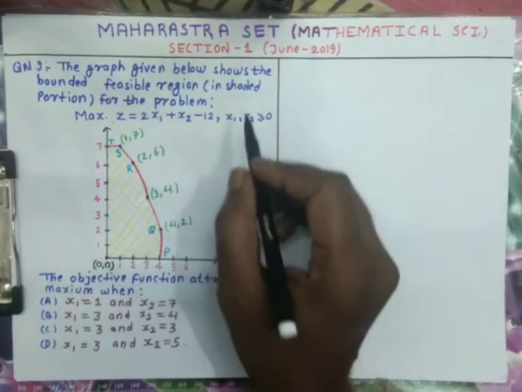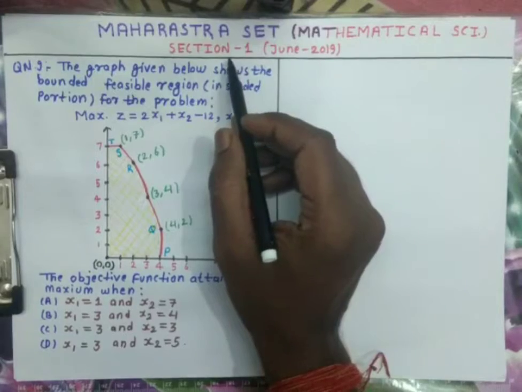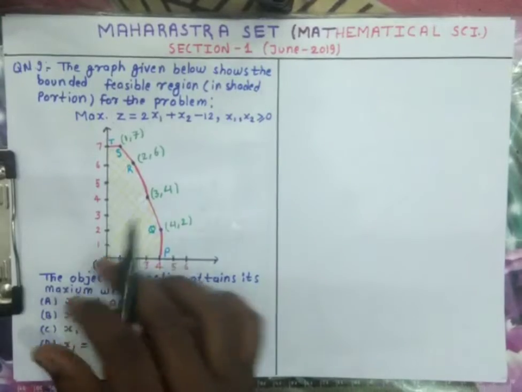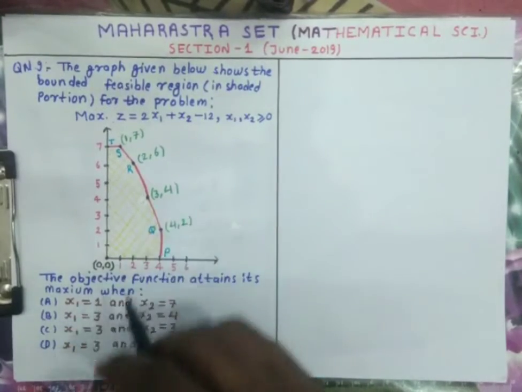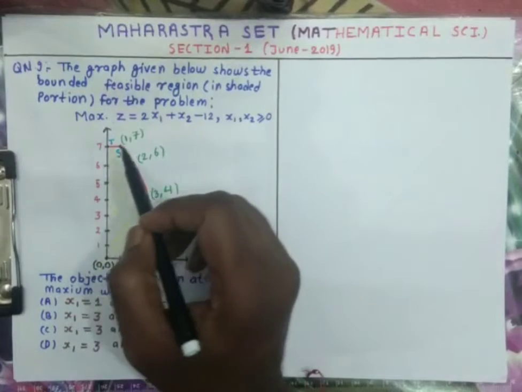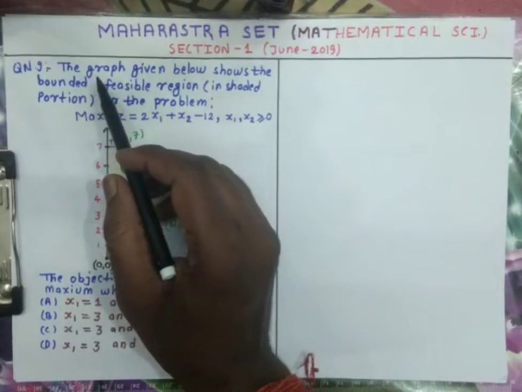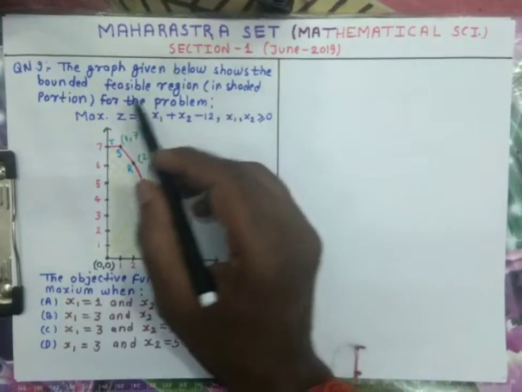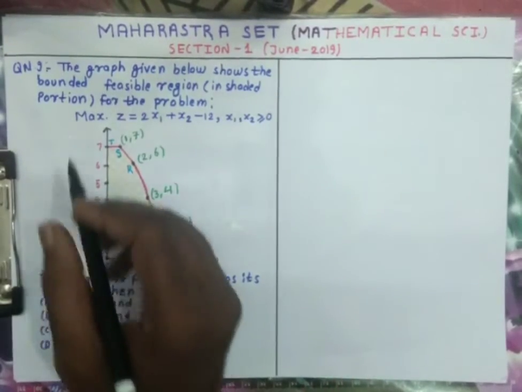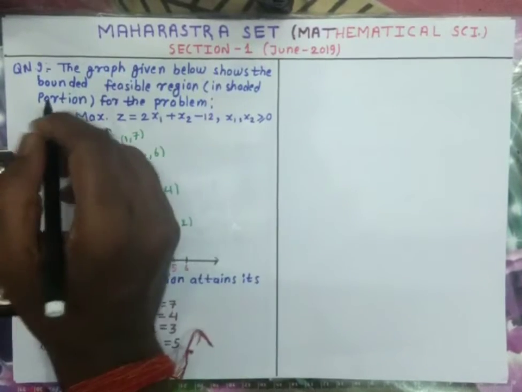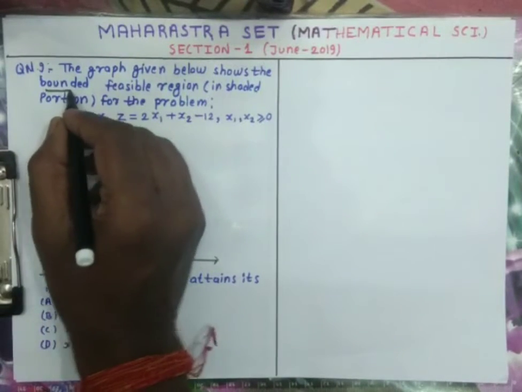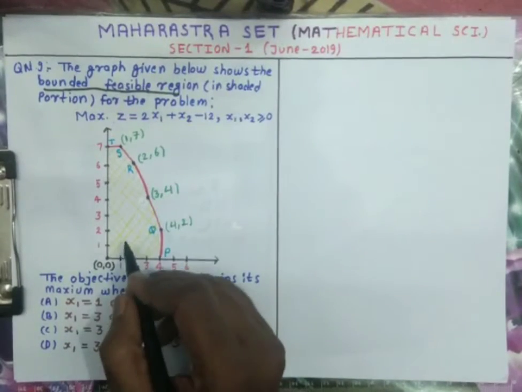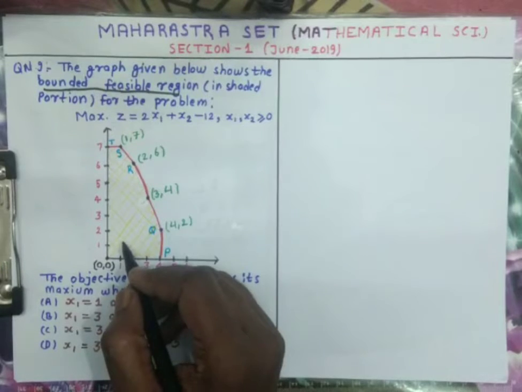Today we will solve question number 9 of section 1 of June 2019. This is a question on LPP. Let's see what the question says. The graph given below shows a bounded feasible region. The region mentioned is the bounded feasible region in the shaded portion, which we have shaded in yellow color.